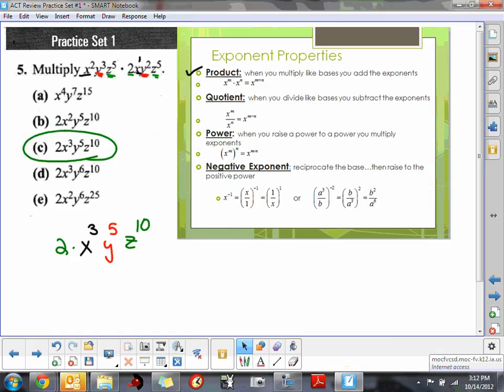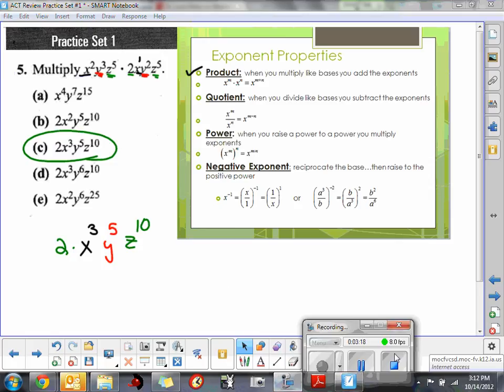So, a quick review of your exponent rules. Even though they only did the product rule here, keep in mind they will also utilize those other 3 rules that I have pinpointed for you as well.